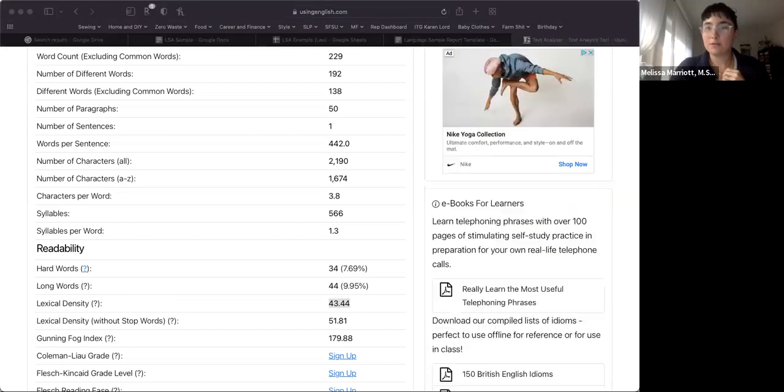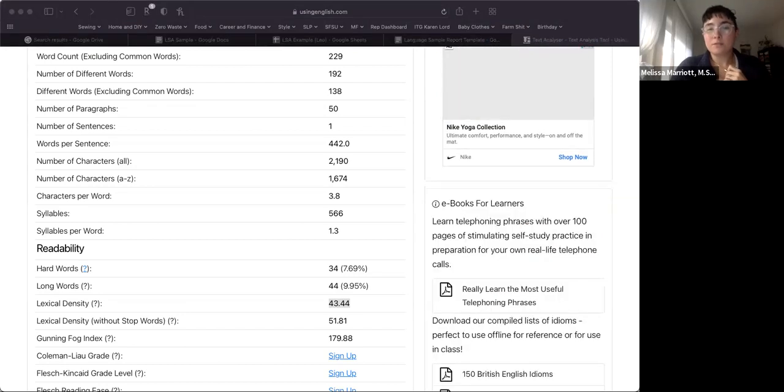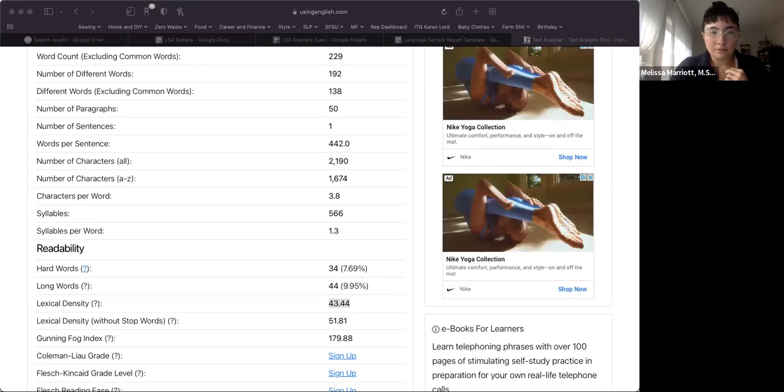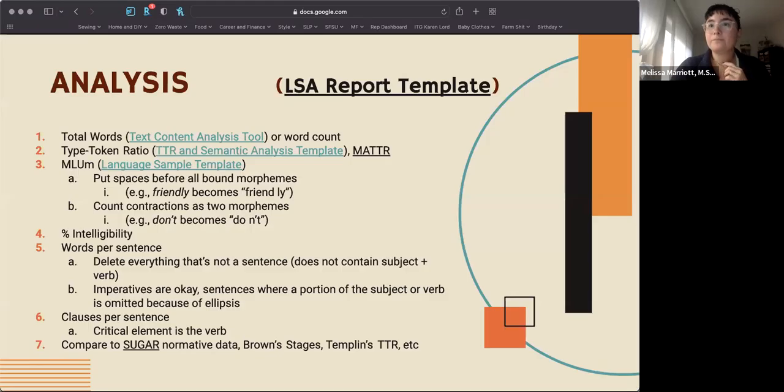Okay, so that's the first thing I'm going to do. And then I'm going to go back to my slides here. So that's this text content analysis tool. So total words is going to be the first analysis and probably the easiest analysis. Type token ratio is, again, the one that I said is the same thing as lexical density.